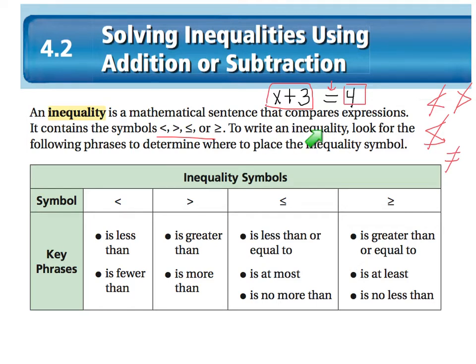To write an inequality, look for the following phrases that determine where to place the inequality. So notice all of these say is less than, is greater than, is less than or equal to. If I just said less than, that means subtraction. More than, that means addition. Is means an inequality symbol.